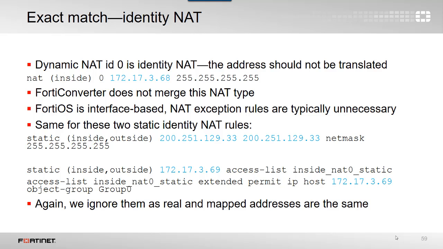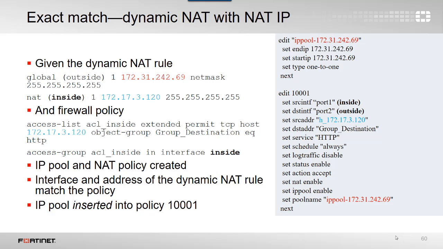So we don't need to create NAT exceptions typically to a NAT rule, because that type of NAT exception you're describing would not be allowed by the traffic flow anyway. Again, we have another couple of examples here, which we also ignore because the real and mapped addresses are the same. So generally, identity NAT, FortiConverter will ignore.